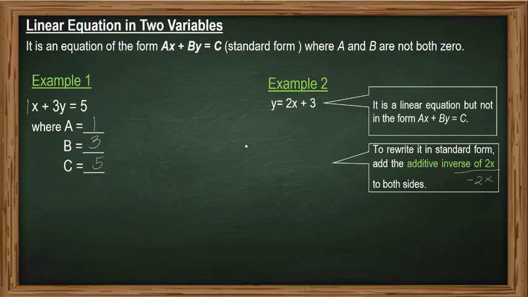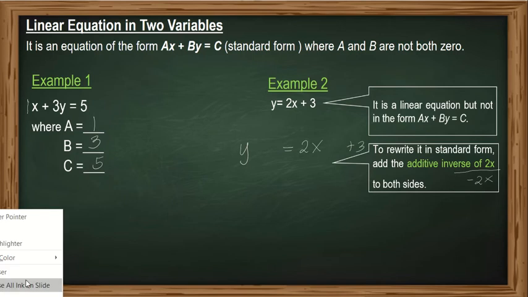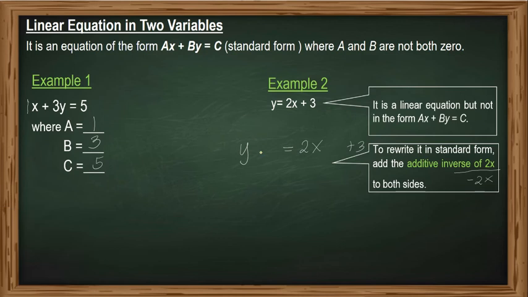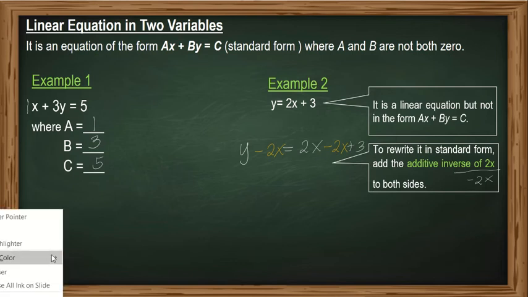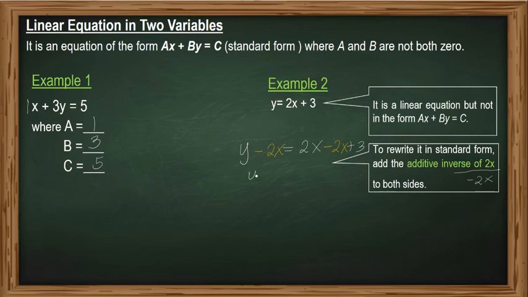So what we are going to do is copy the equation again, y, then leave a space here because we are going to add here the additive inverse of 2x. We have 2x, then we have 3. The additive inverse is negative 2x. So we have here negative 2x on the left side and another negative 2x on the right side. And then we simplify. So what we have now is y minus 2x is equal to 2x minus 2x equals 0. So what's left on the right side is 3. So we have now y minus 2x equals 3 as the standard form of the equation.